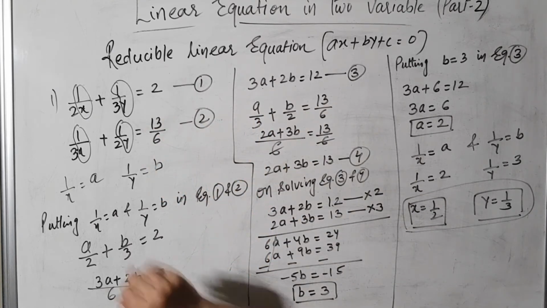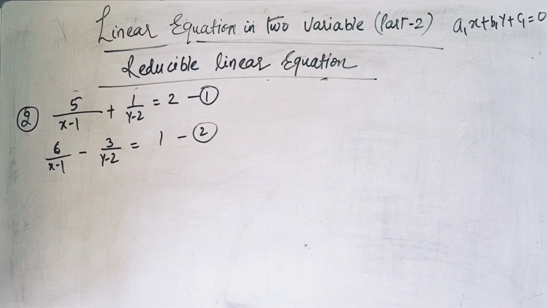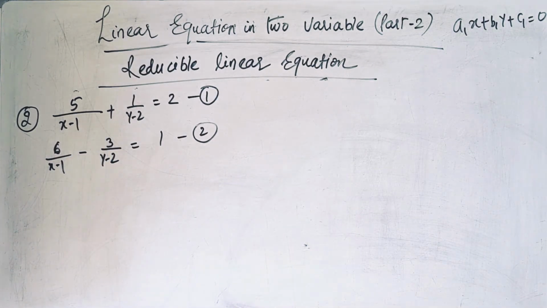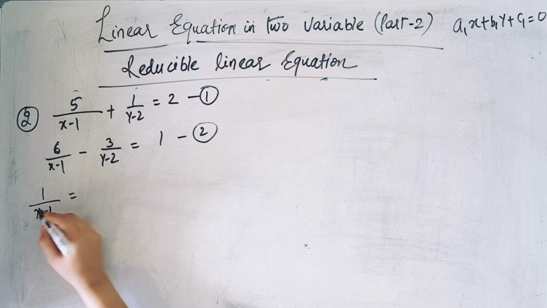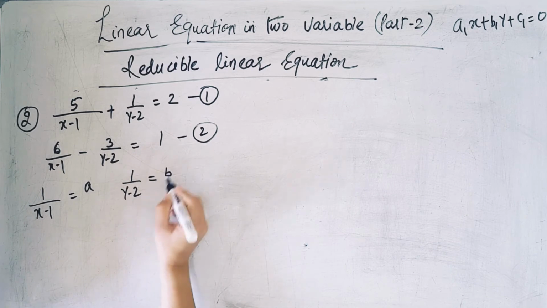How to solve equations when x and y are in the denominator. So we'll reduce it to the form of linear equations. The next question we'll solve by the same method which we have mentioned previously, that is reducible linear equations. In this question also we can see that x and y are given in the denominator. Whenever x and y are in the denominator, we'll assume one part to be a and the other part to be b. Now see here x minus 1 is given. So we'll assume 1 upon x minus 1 to be a and 1 upon y minus 2 to be b.